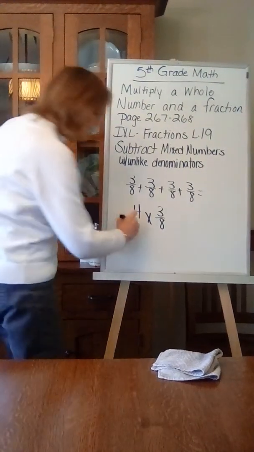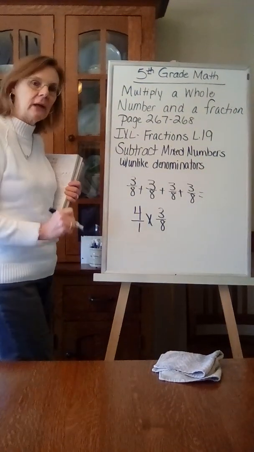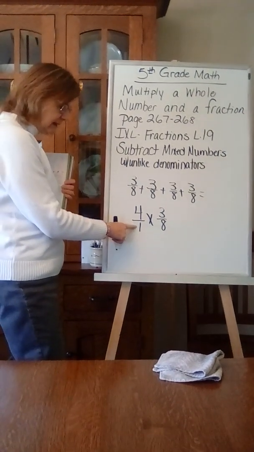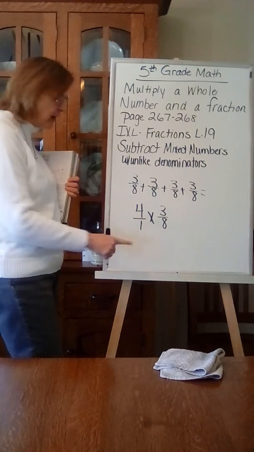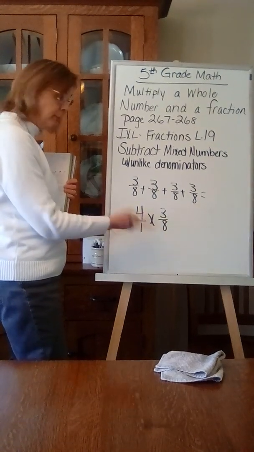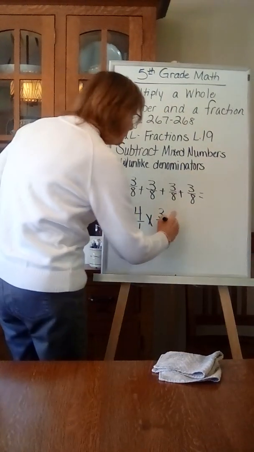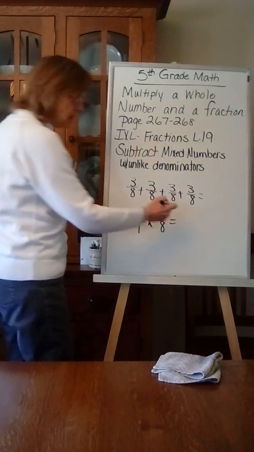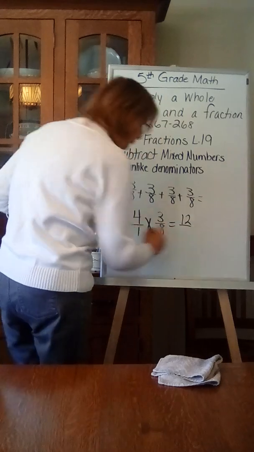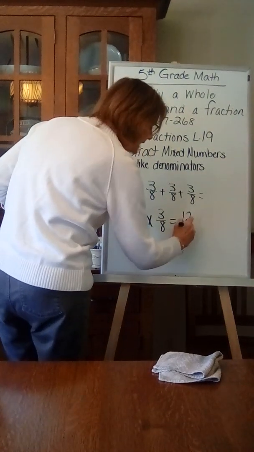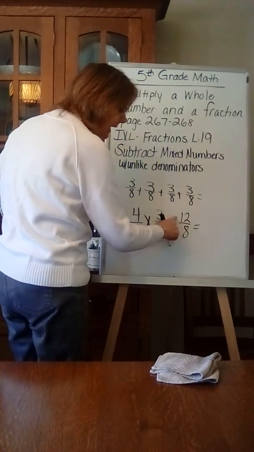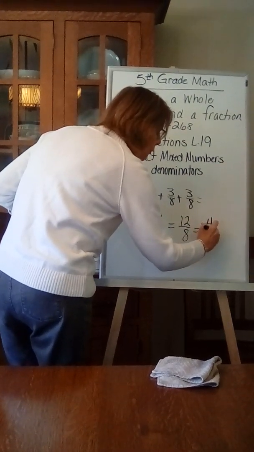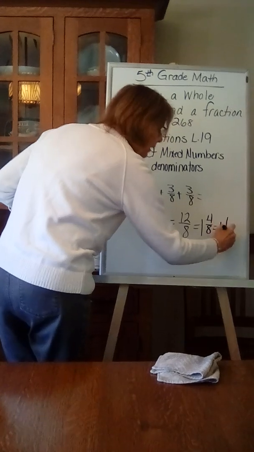Now to multiply this, we put a 1 under there because this has the value of 4. The denominator is 1. That's an improper fraction. If you would make that proper, you get 4. With multiplying, we just go straight across. 4 times 3 is 12. 1 times 8 is 8. I'm going to make it proper. 8 can go into 12 1 time, 4 left over, 4 eighths, 1 and 1/2.